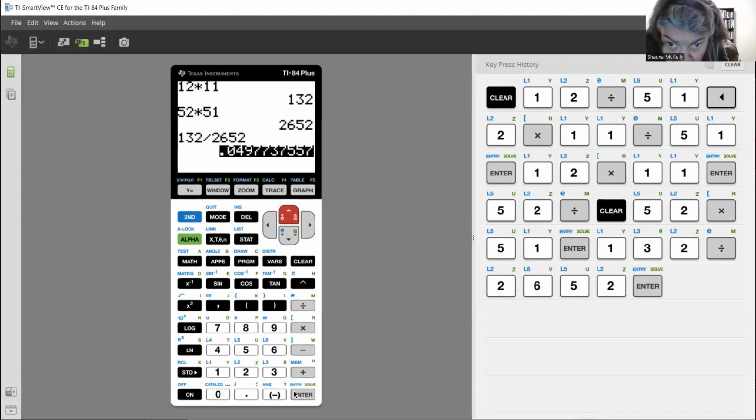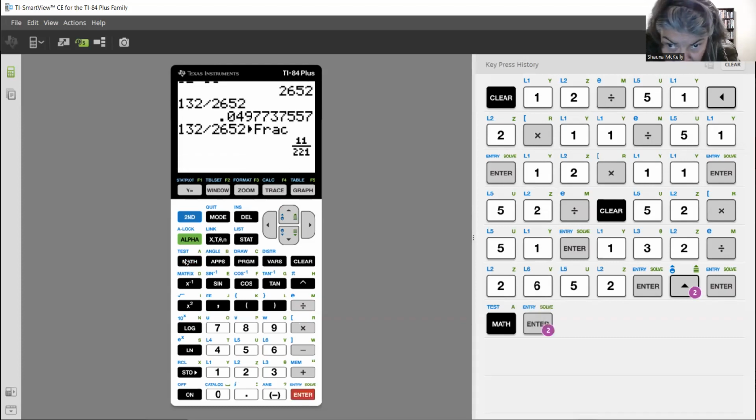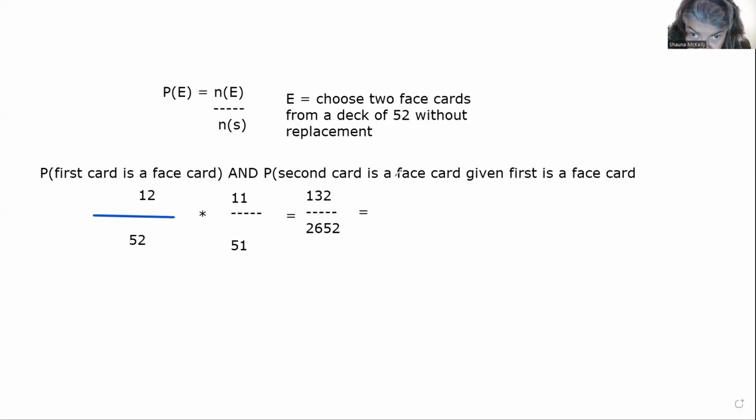And I'm going to go to this answer and go to convert math, convert to frac. And there it is, 11 out of 221. So this is 11 out of 221, right? So this is my original fraction, my reduced fraction.